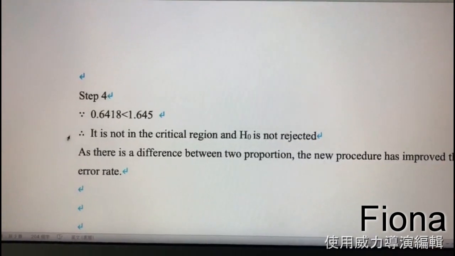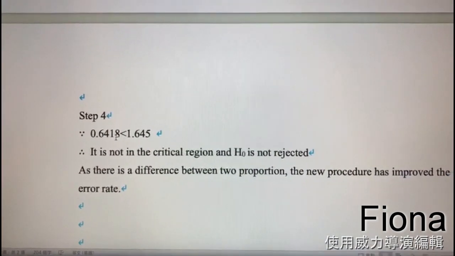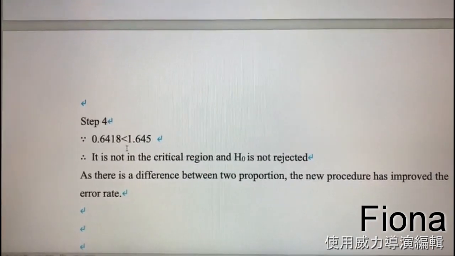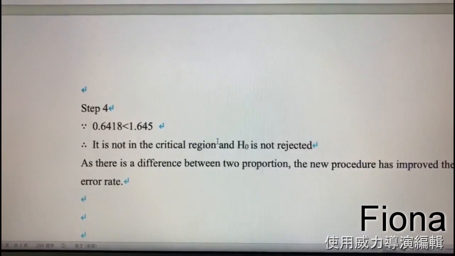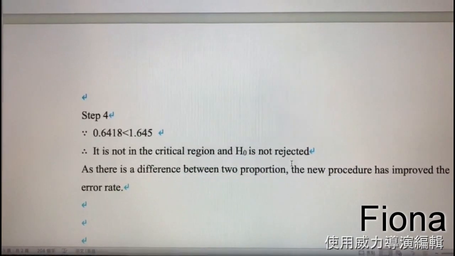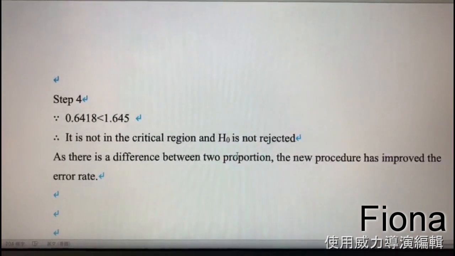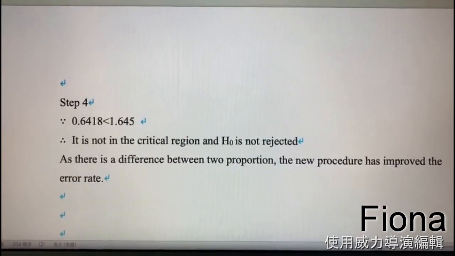And the last step, because 0.6418 is smaller than the critical value 1.645, it is not in the critical region and H0 is not rejected. As there is no difference between the two proportions, the new procedure has not improved the error rate.